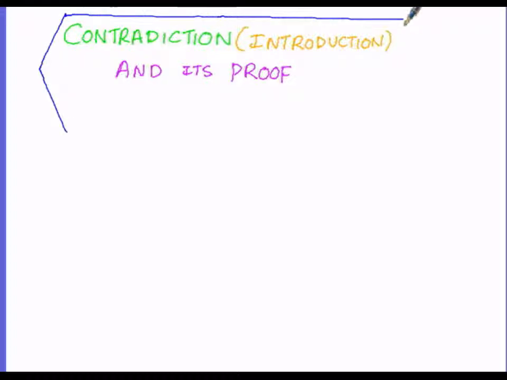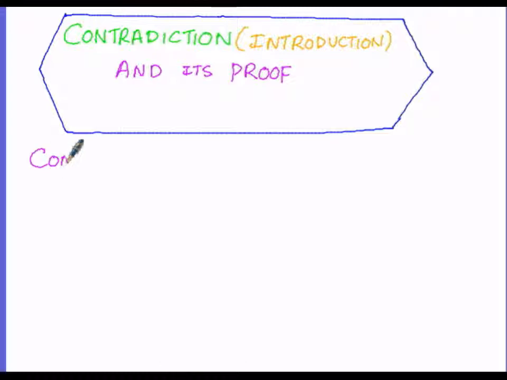So here the contradiction means it is a compound statement which contains only F, that means false truth values in the last column of the truth table. Then only such statements are said to be called as contradictions. For a contradiction, the truth values in the last column of the truth table must be false, then such compound statements are said to be called as contradictions.